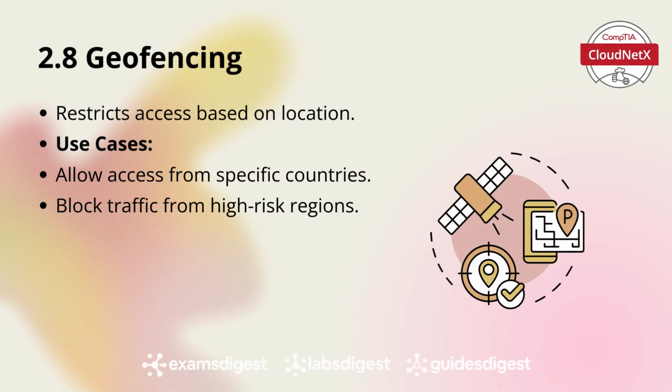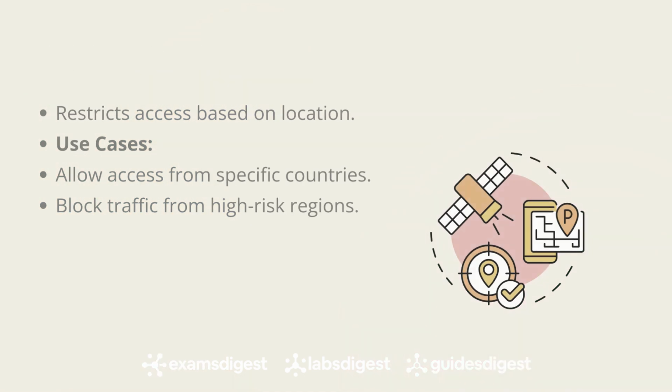Geofencing. Conditional access often incorporates geofencing, which uses geographic location to control access. With geofencing, you can allow or deny access based on where a user is physically located. For example, you might block traffic from certain countries with high volumes of cyber attacks, or restrict sensitive data access to users within a specific geographic region.